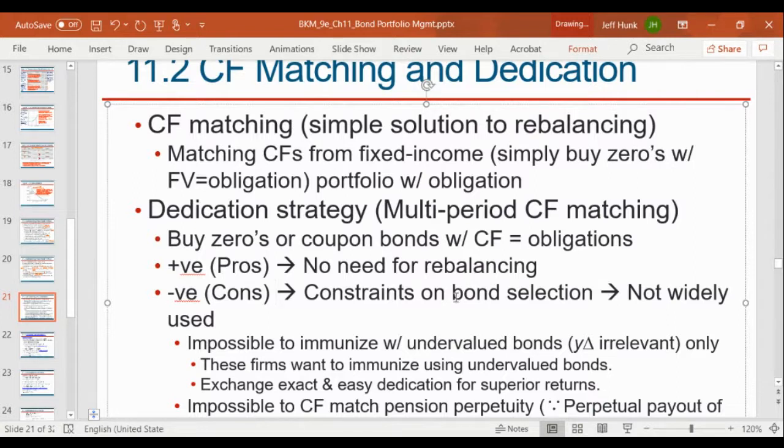The negative side is that there are constraints on bond selection, right? That means there aren't that many bonds that meet your criteria, right? So that's why it is not widely used, right? Actually, dedication strategy is not widely used. This makes it constraints on bond selection.